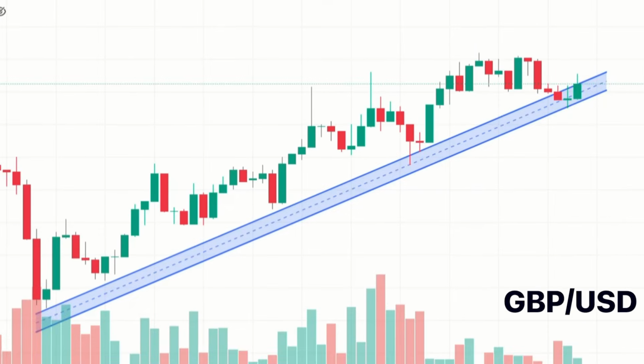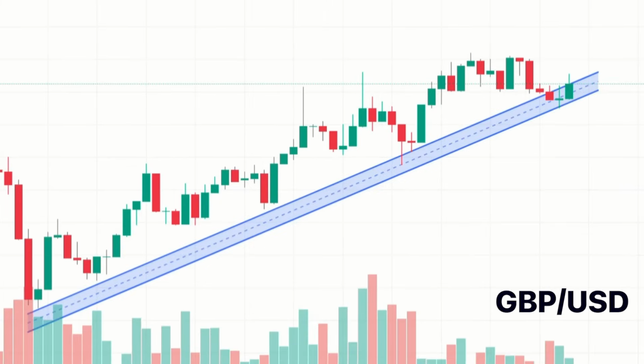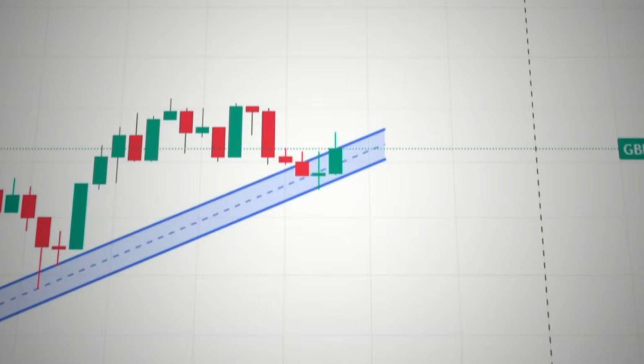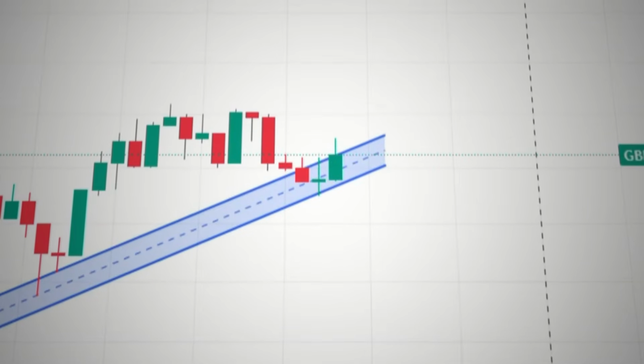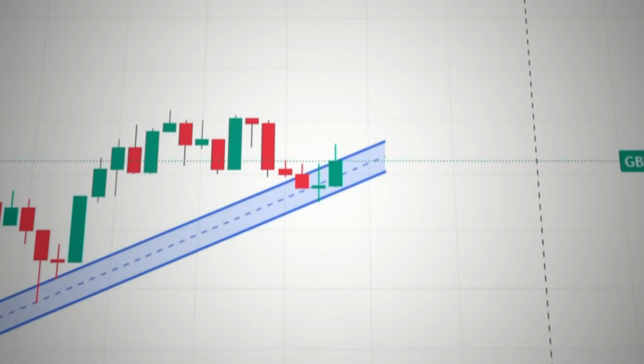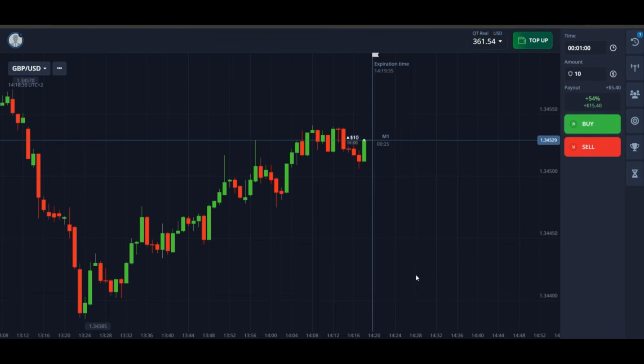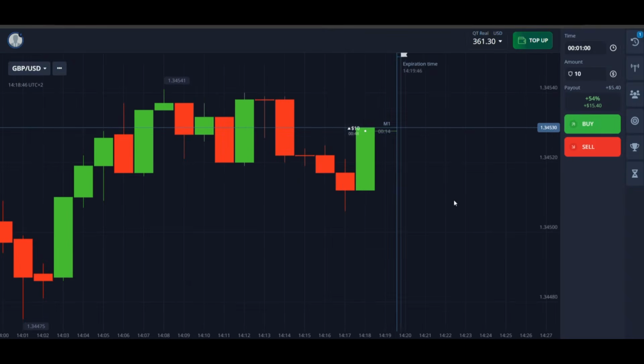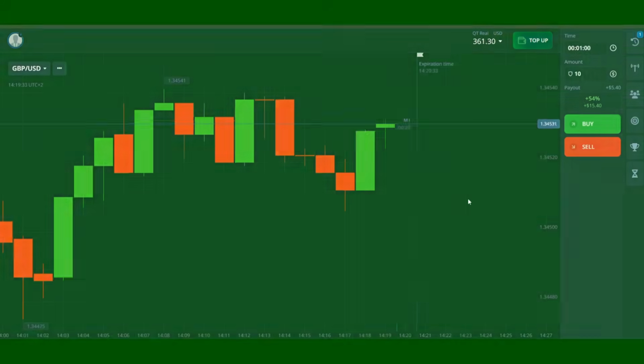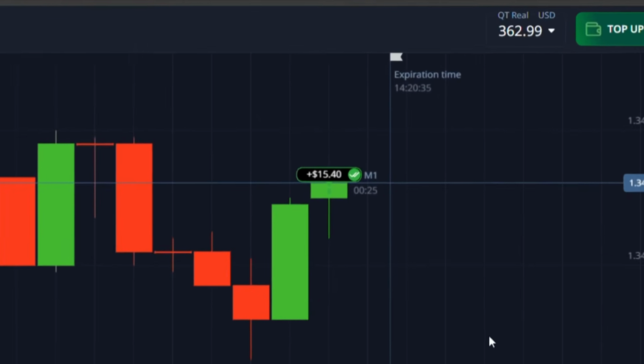The British pound and US dollar market also seem to be in an uptrend. We can see that the market tried to break past the zone, but couldn't. So, I will place a buy trade right here. I won that trade as well.